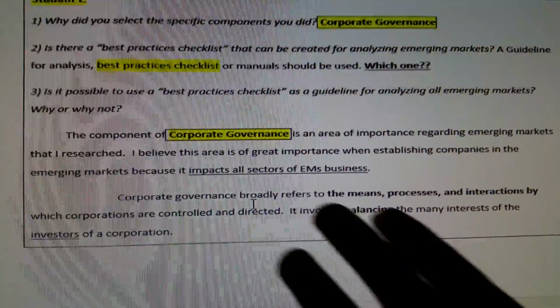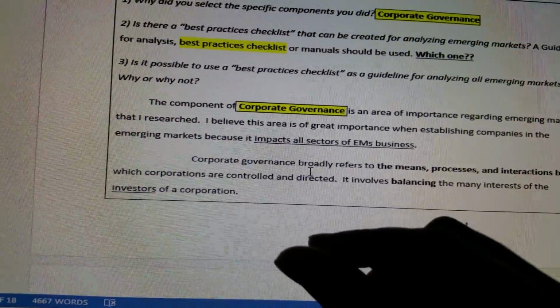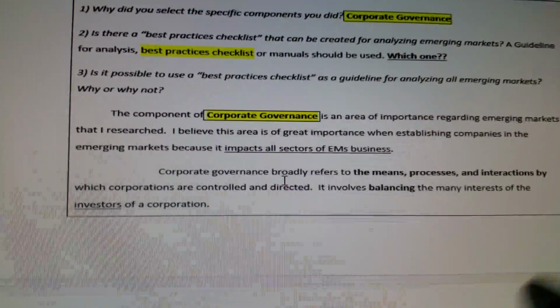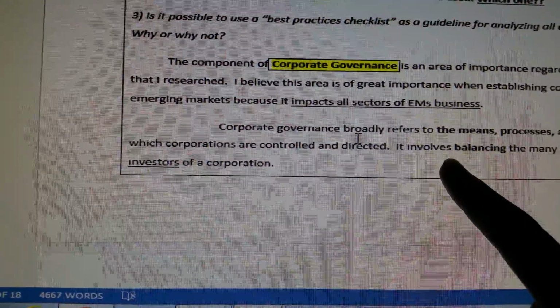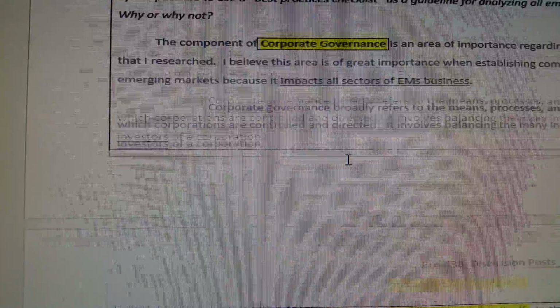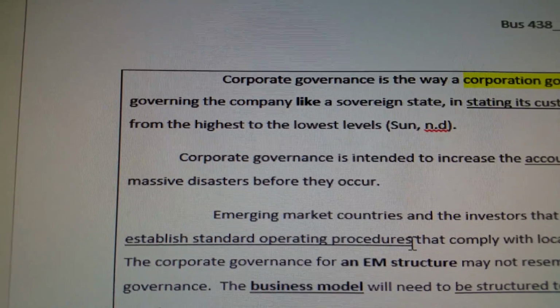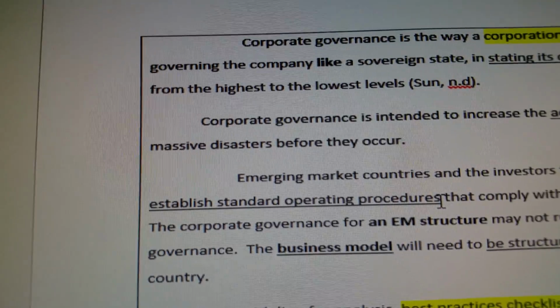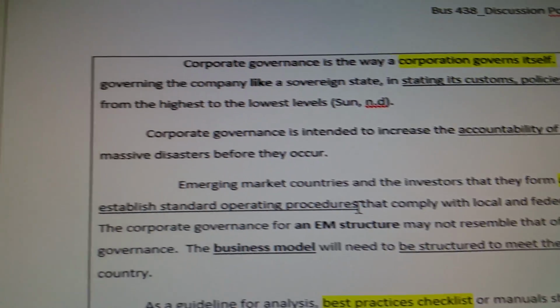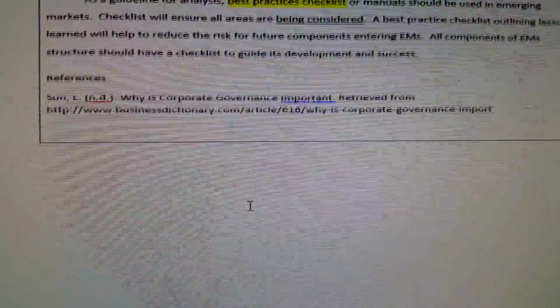Corporate governments. I like this one, but it's more a definition, and this one is more relating to a concrete company more than the emerging market. But so broadly refers to this. It's costume policies, close on employees. Well, I can see.